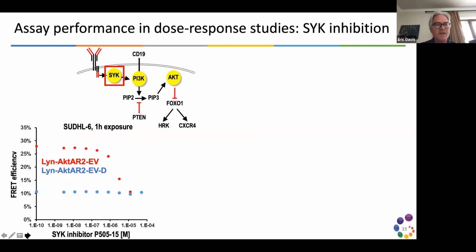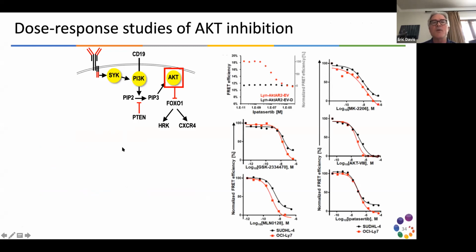If we do the same thing using multiple inhibitors of AKT itself, we again see the sigmoidal dose response curve, and we can test 5 different AKT inhibitors in 2 different cell lines, and we get very similar classical results. This would not be possible to do basically any other way.